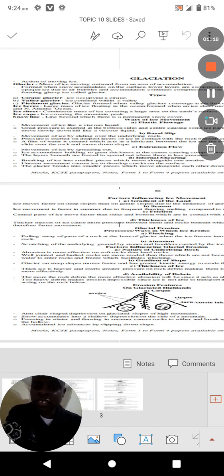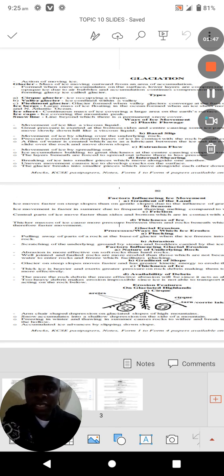A glacier is caused by the ice compressing. Due to the compression, the ice breaks into layers, and those layers are called the glacier, which moves out from the region where they had accumulated.